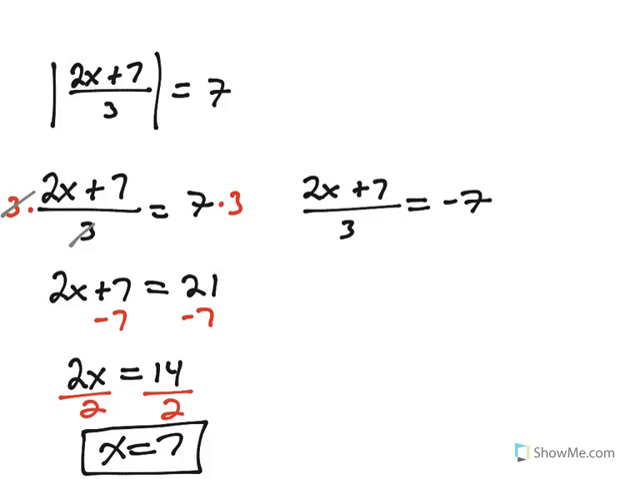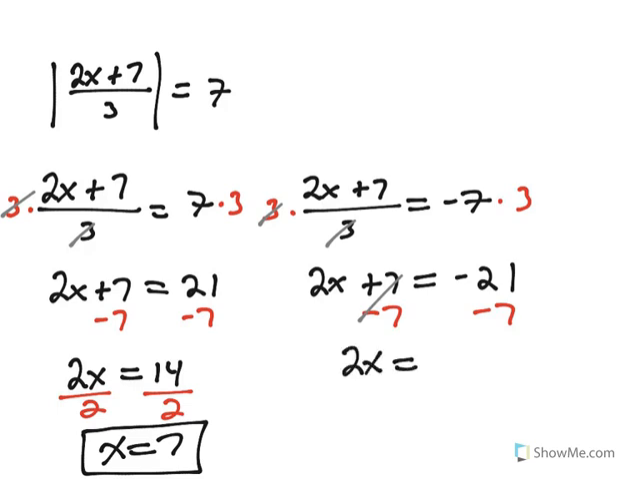All right? And then, of course, repeat the same process. We multiply 3 on both sides. 3's will cancel. Then you're just left with 2x plus 7 equals minus 21. Okay, and then if you want to move the 7 over, we go ahead and subtract. Okay, so the 7's cancel, and you're just left with 2x equals minus 28.